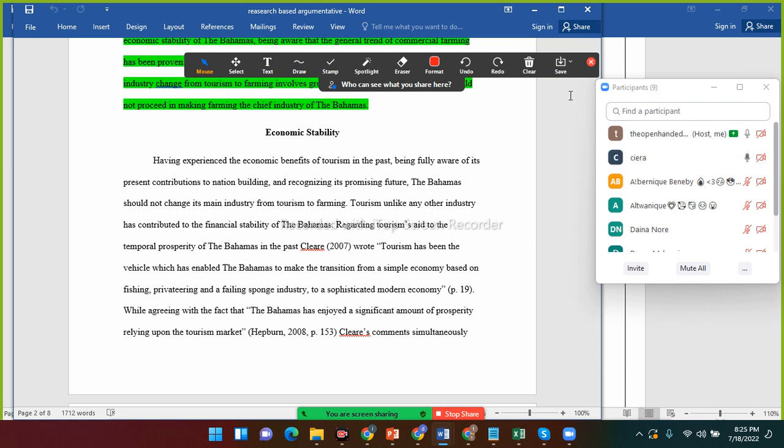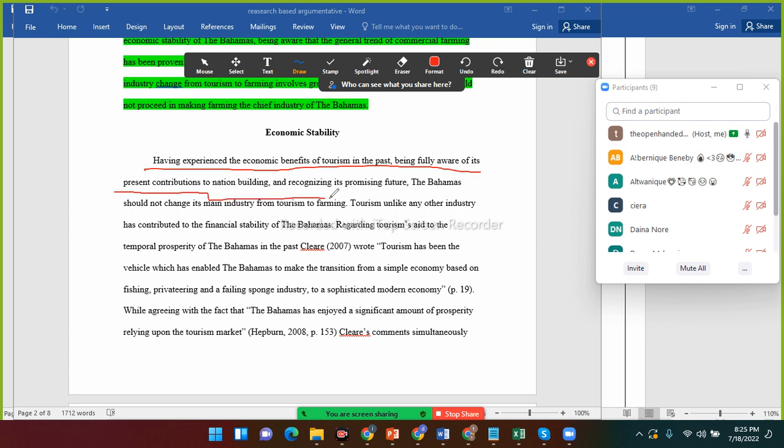Having experienced the economic benefits of tourism in the past. Mm-hmm. Good. So, having experienced the economic benefits of tourism in the past, being fully aware of its present contribution to nation building, and recognizing its promising future, the Bahamas should not change its main industry from tourism to farming. Look at that topic sentence, right? It's clearly a topic sentence. What did I do? Well, look.